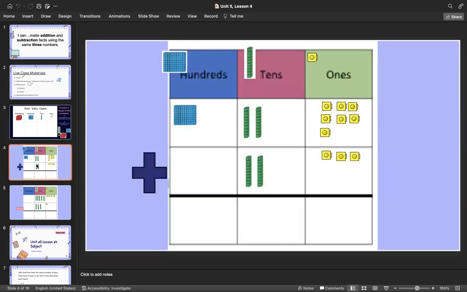We're getting into a challenge. You're going to add with our hundreds, tens, and ones. You're going to figure out the problem. Figure out the sum. Pause, work with your learning coach.